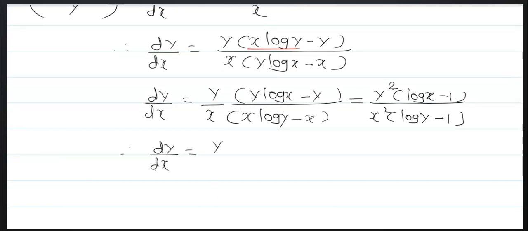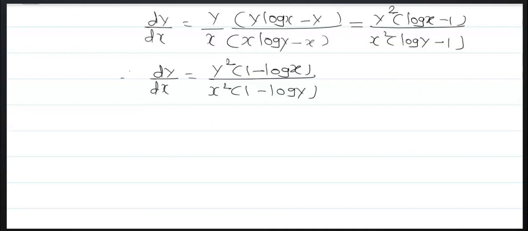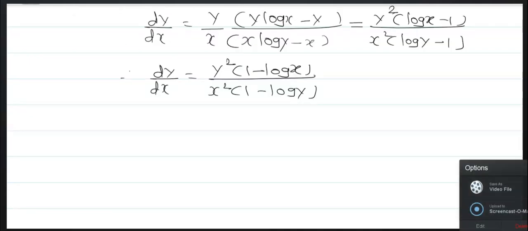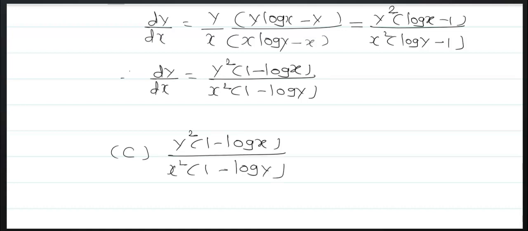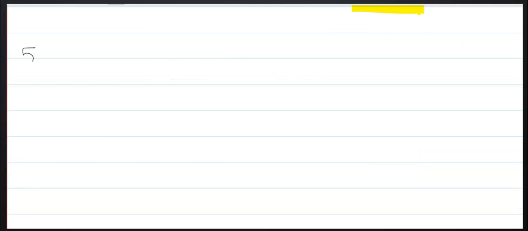Therefore, dy by dx equals... take the minus sign common from the numerator and the denominator, then you will get y square in bracket 1 minus log of x, upon x square in bracket 1 minus log of y. That is option C, the correct one. Here is a correction in the answer. My answer is C. If you agree, then write this down. If you do not agree, then don't write this.